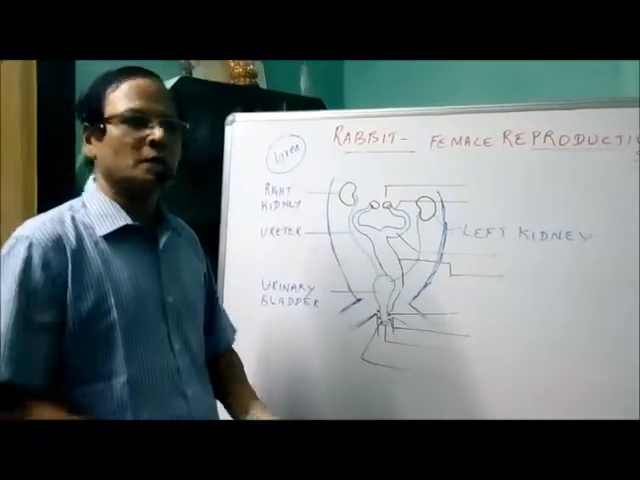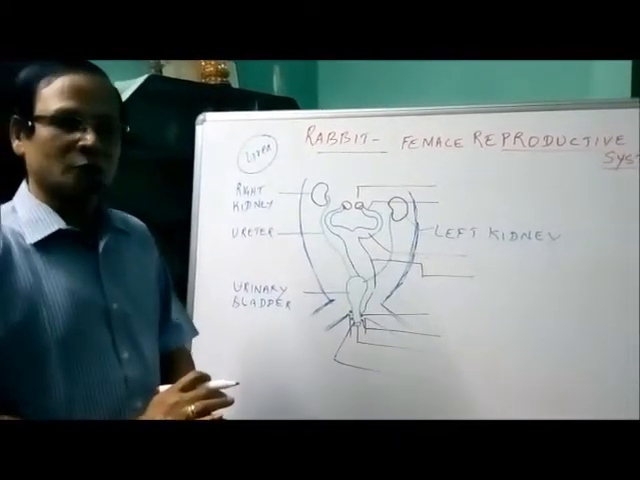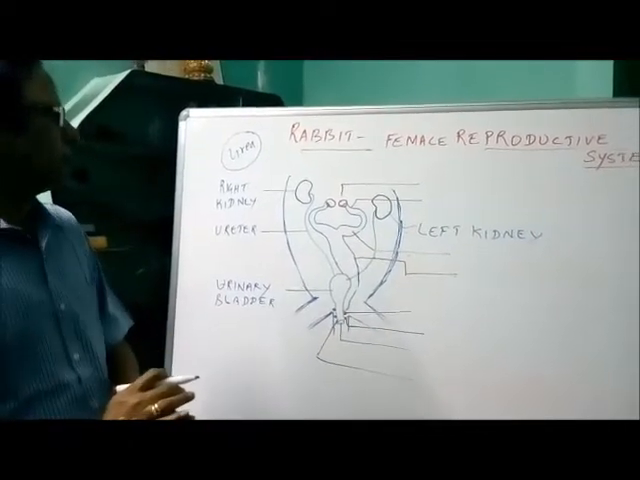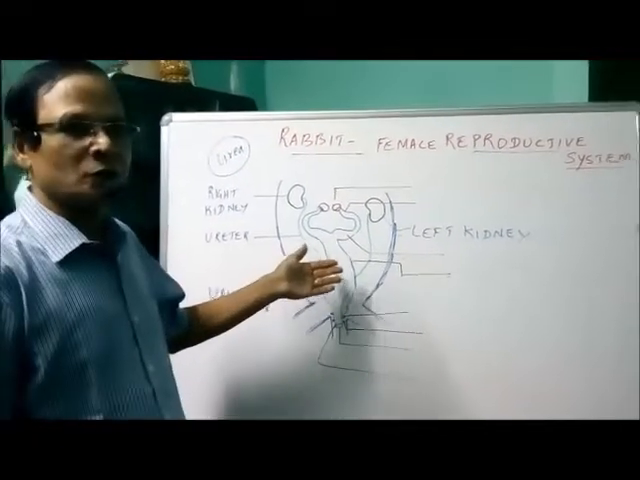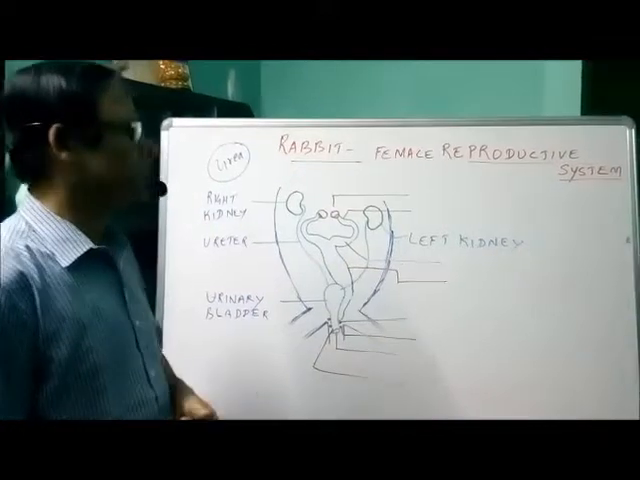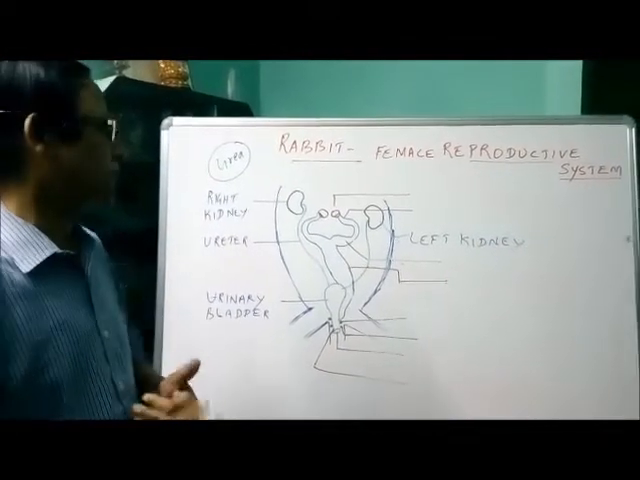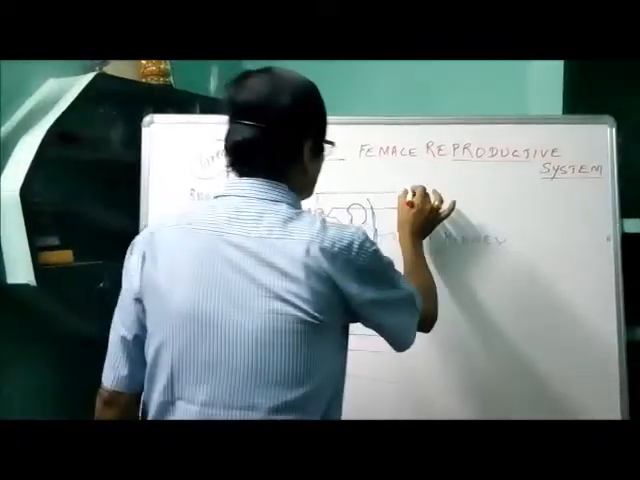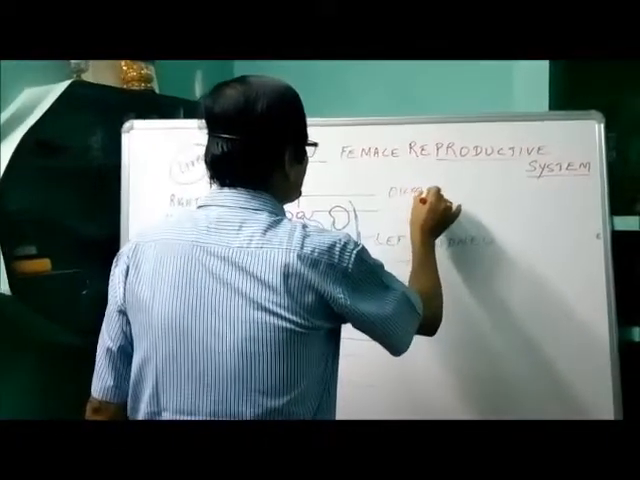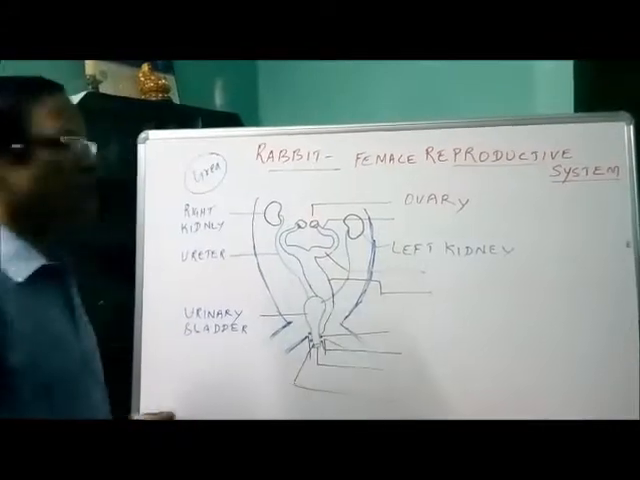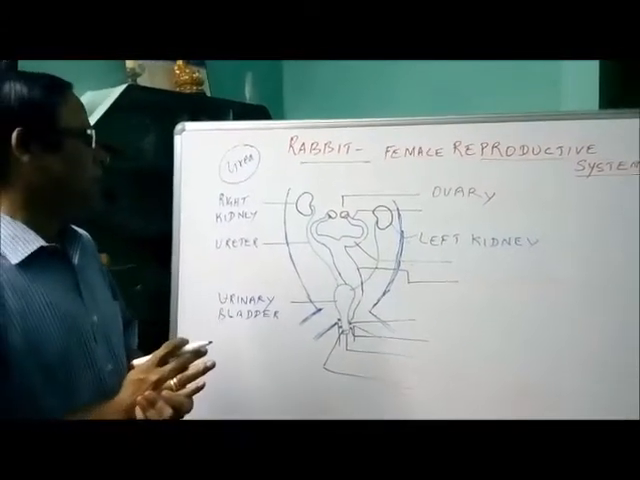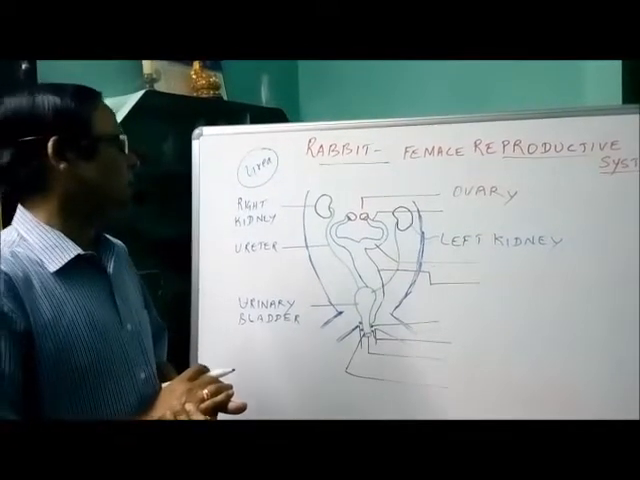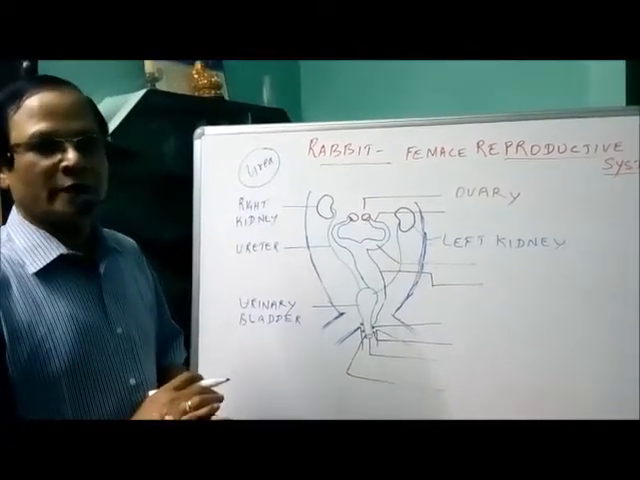Hi students, now let us talk about the female reproductive system, the last part of the lesson on the rabbit. Now it is also associated with the urinary system, hence called the urinogenital system. It consists of a pair of ovaries situated in the abdominal cavity, just behind the kidney. And it is followed by an oviduct.